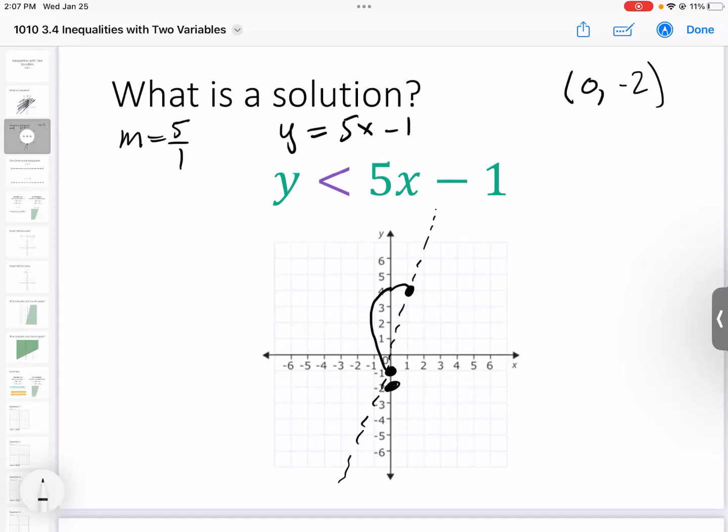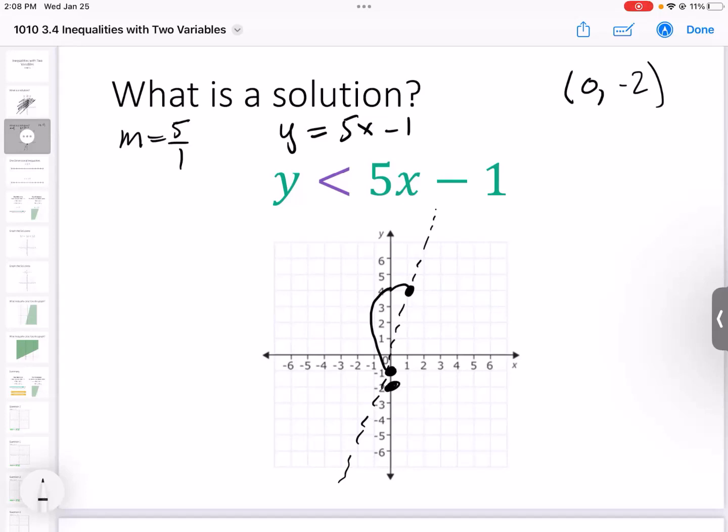Now, the reason I did a dotted line is because these points are actually not solutions to the inequality they gave me. Like if I took x is 0, y is -1, so this point right here, if I plug that in, I would get -1 is less than 0 minus 1, which is false. That is a false statement because I didn't have an or equal to line under here. So I'm going to use a dotted line to show that the points along that line are not solutions, but everything on one side of it is.